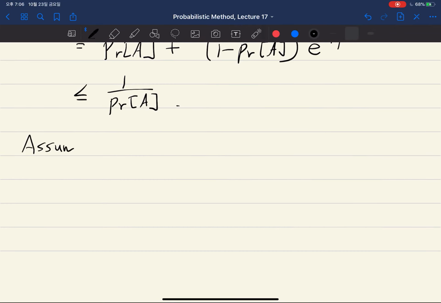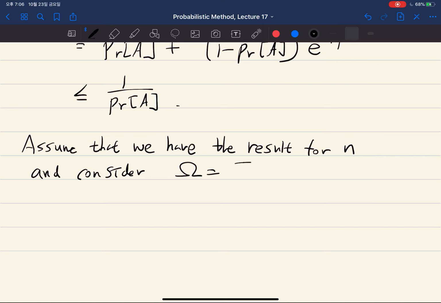So now we use induction. Assume that we have the result for n. And we consider omega, which is the product of W1 to W sub n plus 1. And let's say we take the omega superscript n to be the product of the first n omegas I.